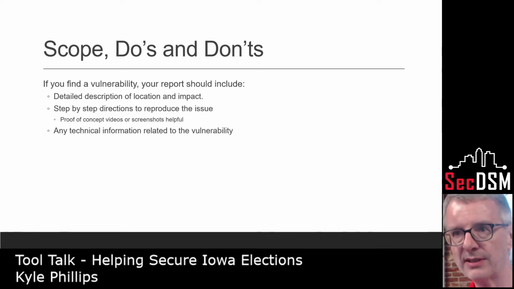Step-by-step instructions are great. If you can provide any sort of proof of concept video or screenshots, and any technical information that would be related, it's all helpful in helping us to verify that it is a vulnerability, so that we know the steps to reproduce it. You can report things to us by actually being a Bugcrowd researcher, but also on that page that I alluded to earlier that has our policy on it, there's a form there too that you can just fill out without being actually associated with Bugcrowd.